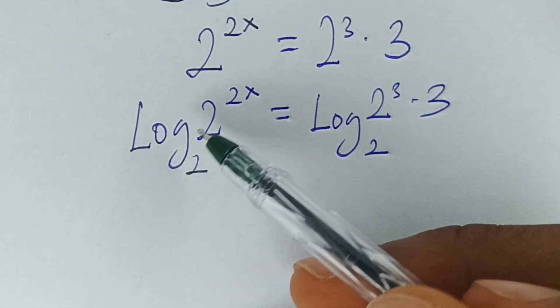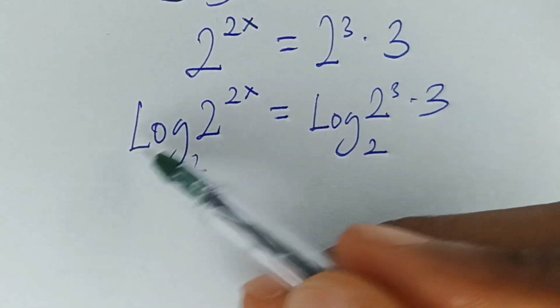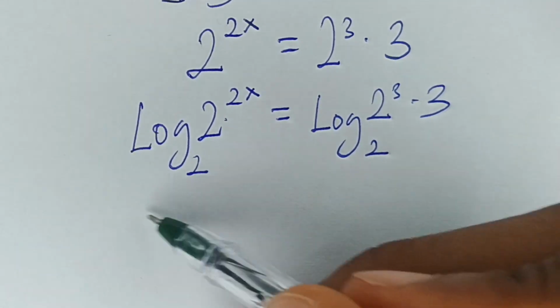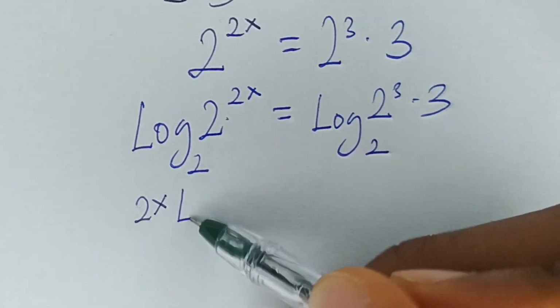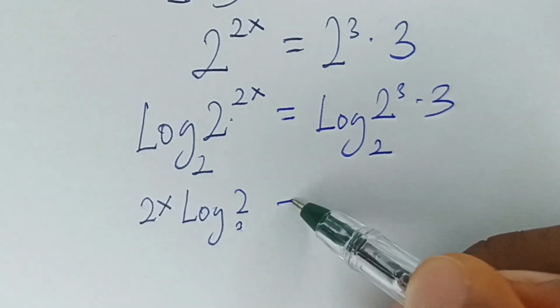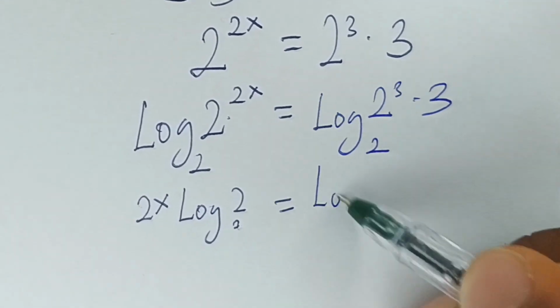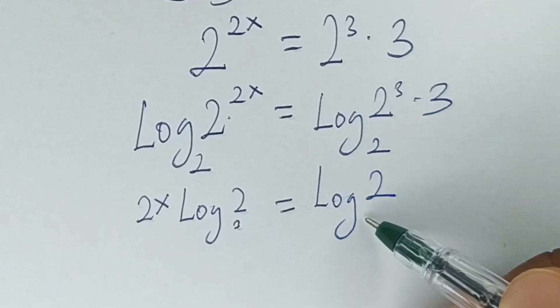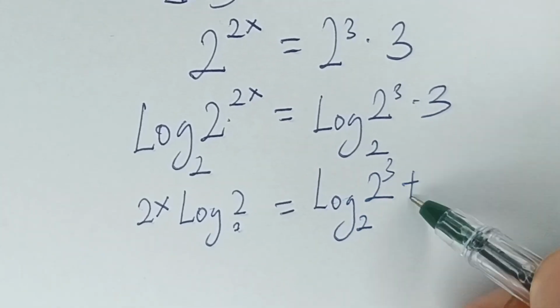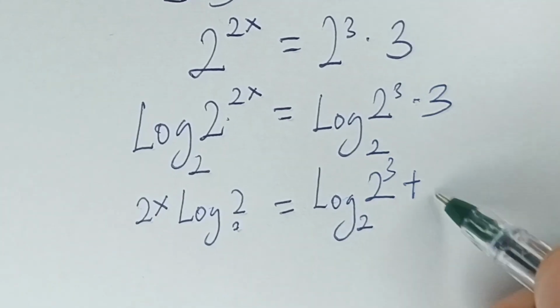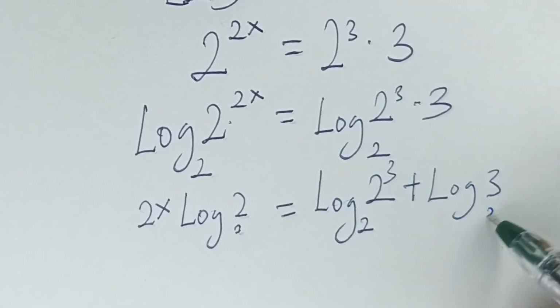Okay? Now, moving on from here, we can say let's multiply 2x with log of 2 to base 2. So we have 2x multiplied by log of 2 to base 2 to be equal to, on this other side, we can split up and put plus. So we have log in base 2 of 2 cubed plus, so this multiplication becomes plus log of 3 to base 2.